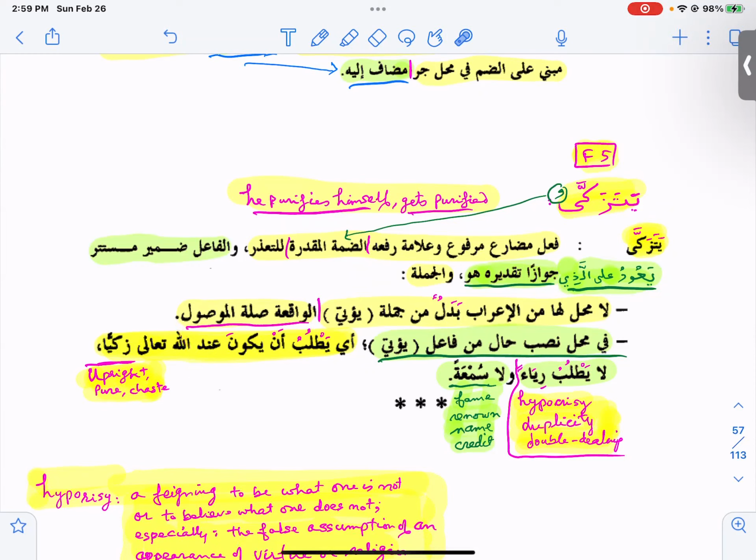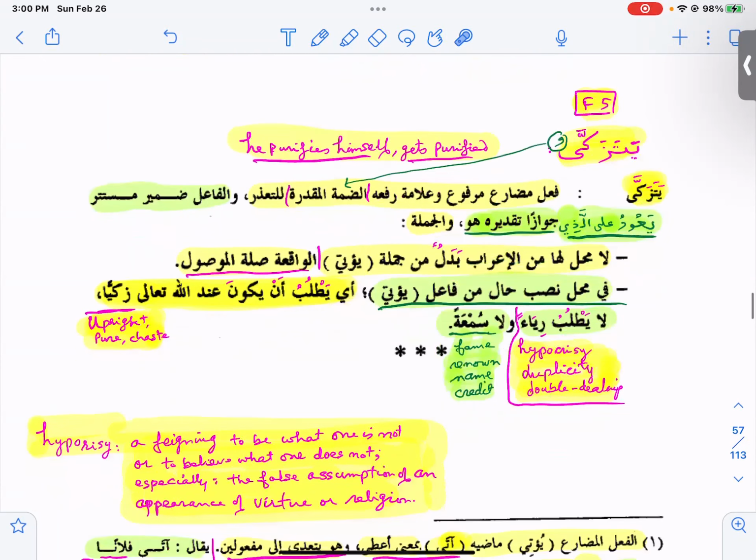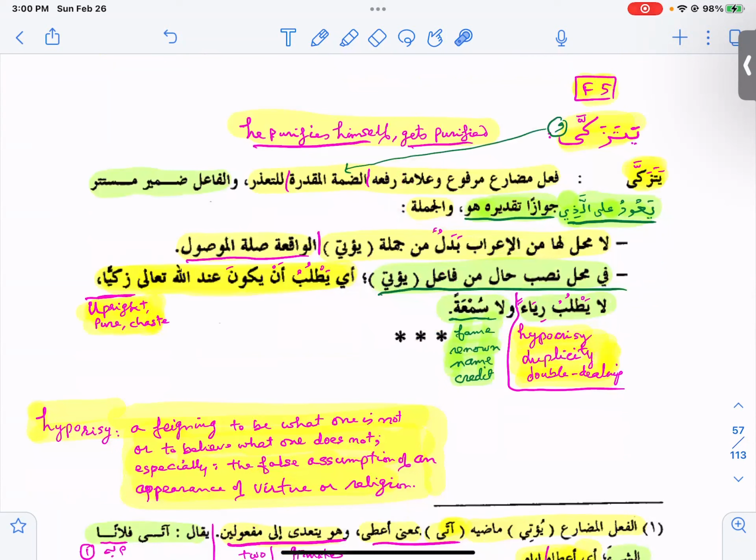We all desire. La yatlubu riya'an. Yeah. We don't want hypocrisy, duplicity, double dealings. No. La yatlubu riya. No. Wala sum'atan. No. This is sum'ah, fame, renown, name, credit. No, we don't want anything of that. We want to be upright when we are in the presence of Allah. Of course, these people will have no chance to be with us in Jannah. They will all go to hell.